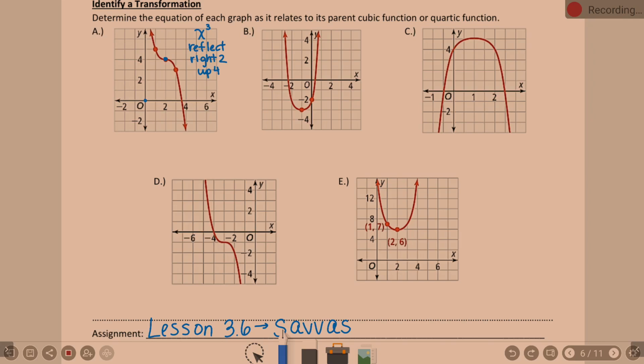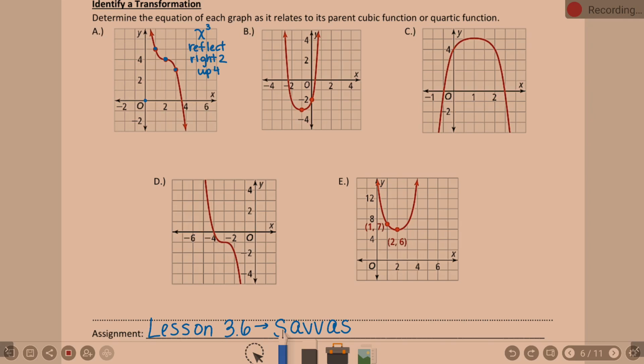The other thing that I would check, I'm trying to think if it happens or not. I don't know if it happens or not, but you should technically be checking for a stretch or a compression. Now, in a cubic graph, where are your other dots in relation to that center dot? They're over 1 and up and down 1, right? And that's what happened here. So no stretch or compression.